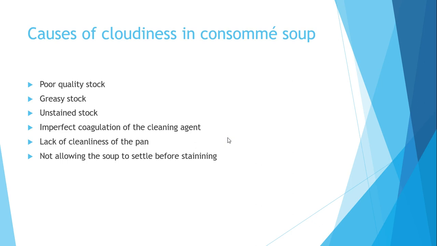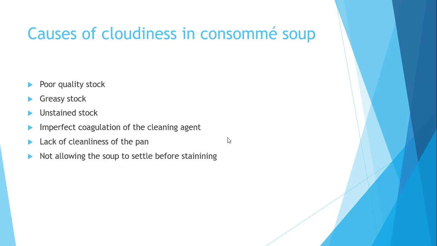Then we have greasy stock. When purchasing the raw meat or raw bones you want to use for the preparation of the consommé soup, ensure that you trim all the excess fat present in it so that you can have a good consommé soup. Then we have unstrained stock. If you just serve soup without straining it, it will appear cloudy.